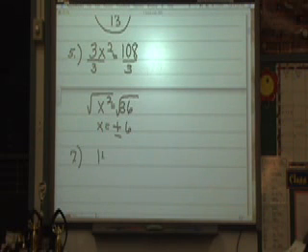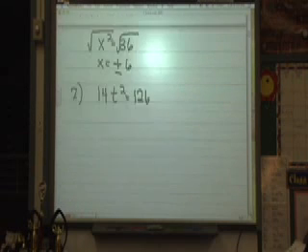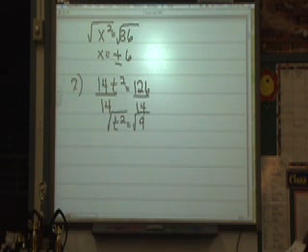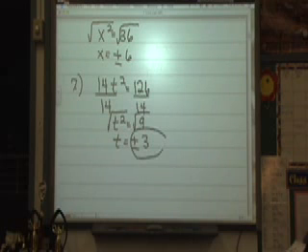Number 7. 14t squared equals 126. Isolate the perfect square, divide by 14. T squared equals 9. Take the square root of both sides, and t equals positive and negative 3. Those are our solutions.